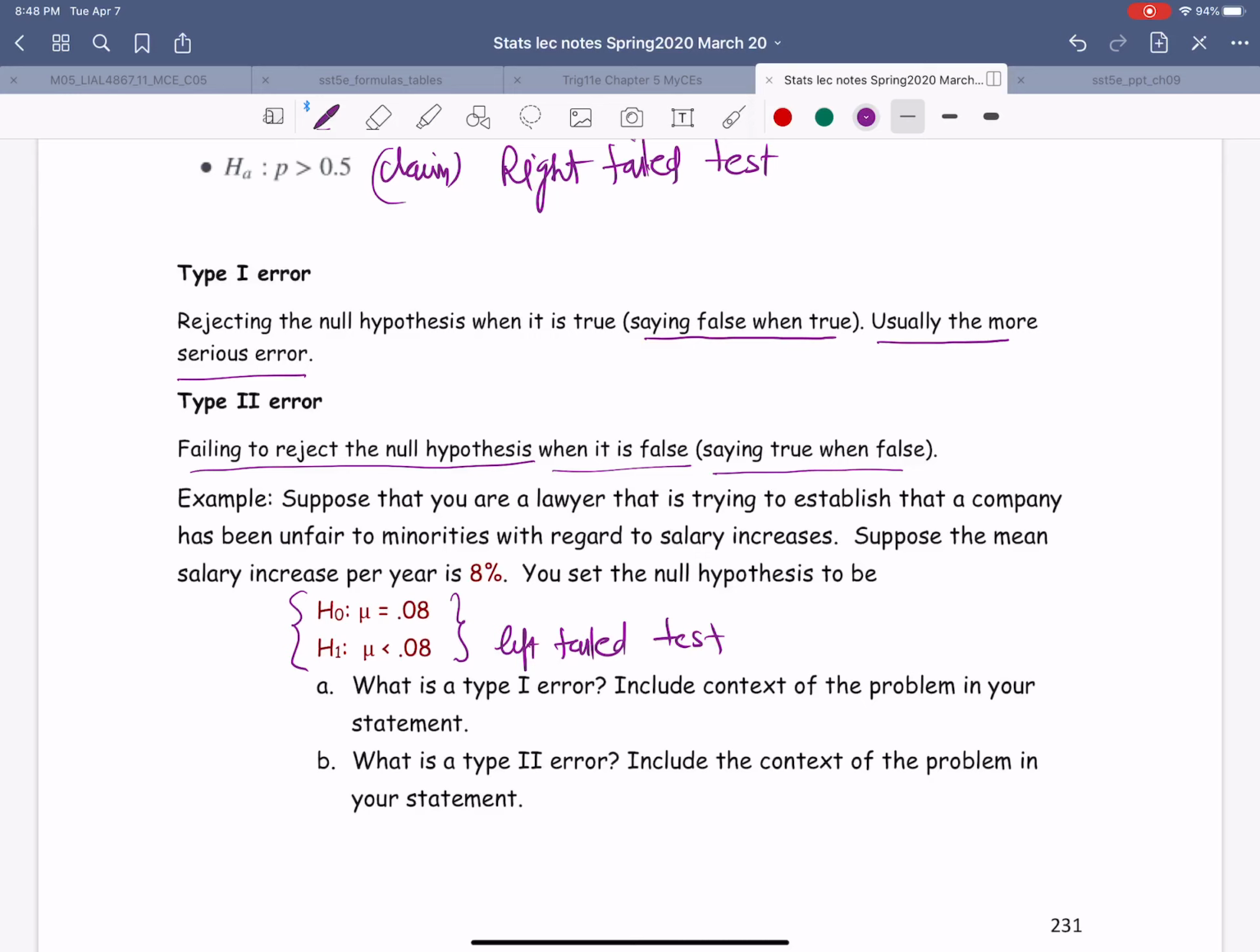So what would be type 1 error? Remember, type 1 error is rejecting the null when it is true. So that means type 1 error is saying that the mean salary increase is less than 8%. So saying that this is not true when it was actually true, that would be our type 1 error.